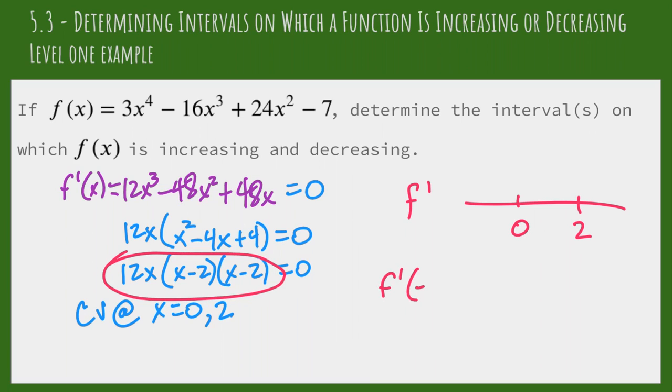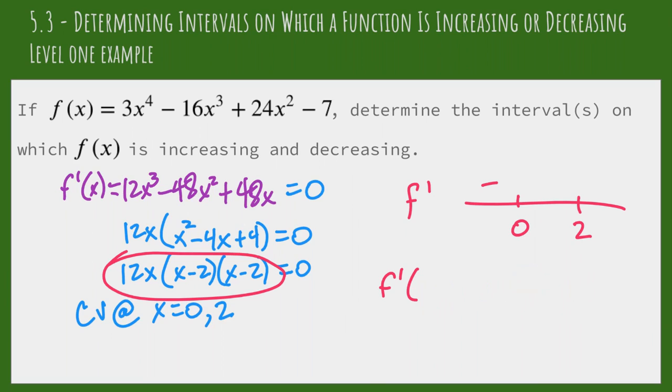So f prime of any negative number. I don't even care what the negative number is. It's just going to be a negative. So we're going to end up with 12 times some negative number. If we take a negative number and subtract 2, that's also going to be a negative number. And if we take a negative number and subtract 2, that's also negative. So if we have positive times negative times negative times negative, that's going to be negative. So on the interval from negative infinity to 0, we're going to have a decreasing function.